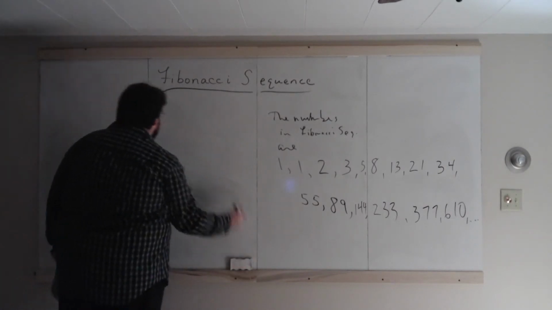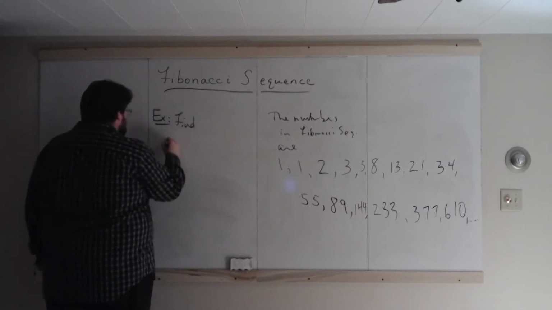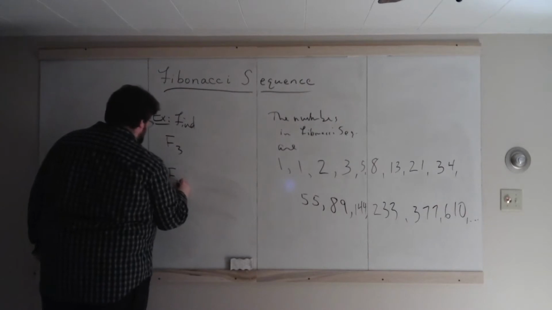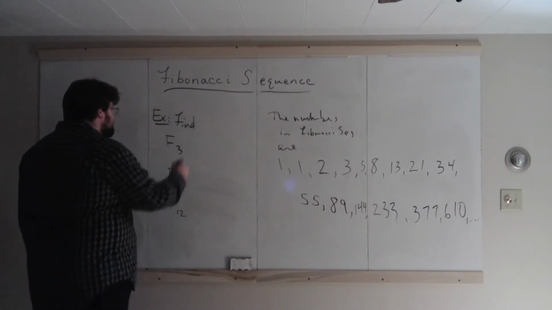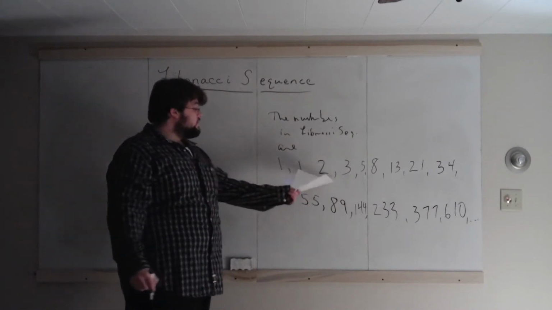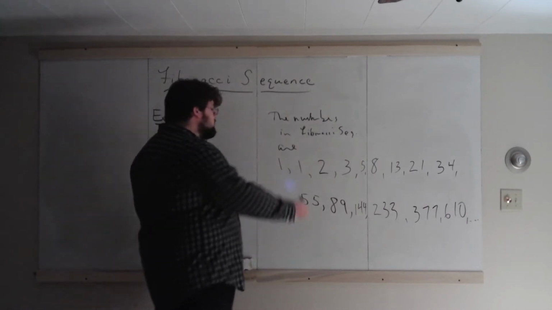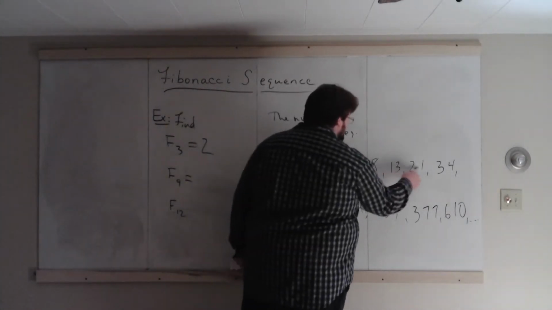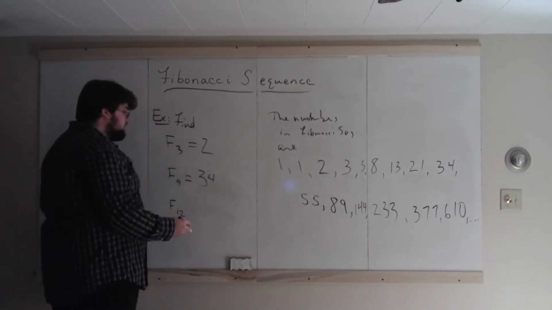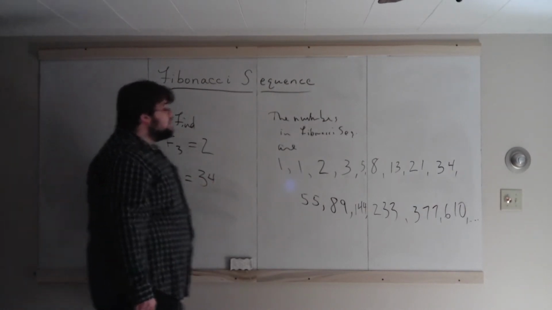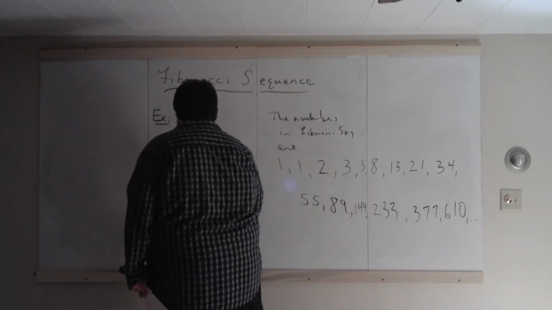Just as an example, find F3, F9, F12. Do we have enough numbers for 12? Yeah, I think we do. F3, well, the third number in this sequence is 2. F9, what's the ninth number in this sequence? 1, 2, 3, 4, 5, 6, 7, 8, 9. It's 34. I guess I could have gone larger than 12. Well, whatever. That's 9. F12, 10, 11, 12 is 144.